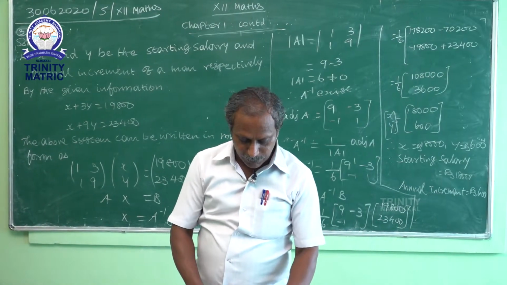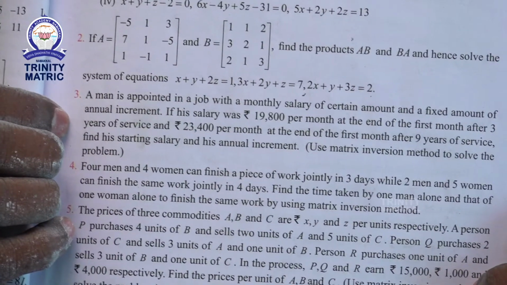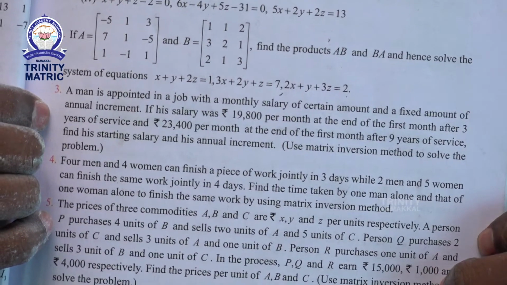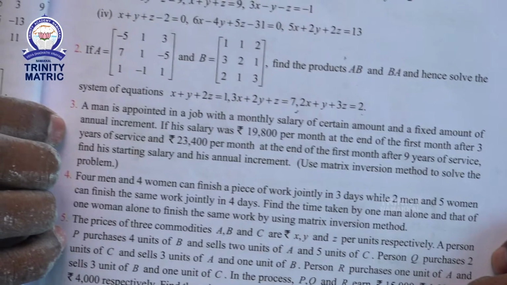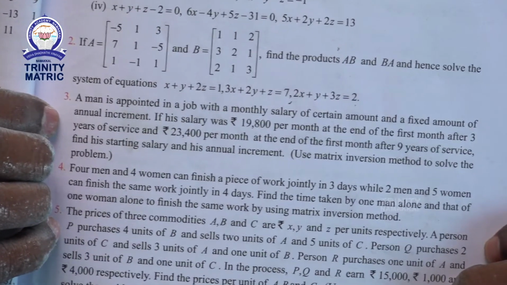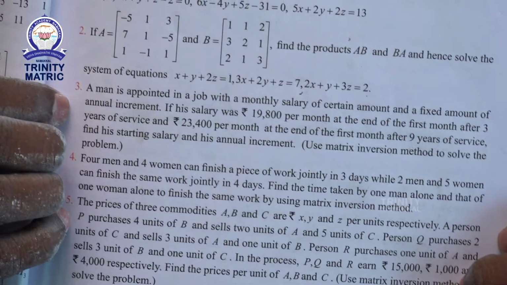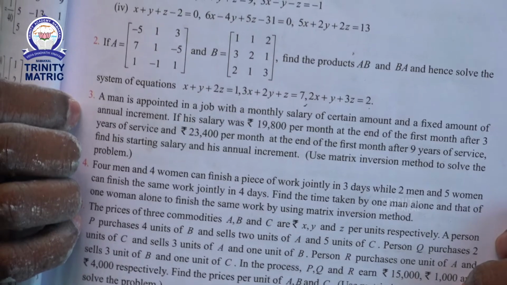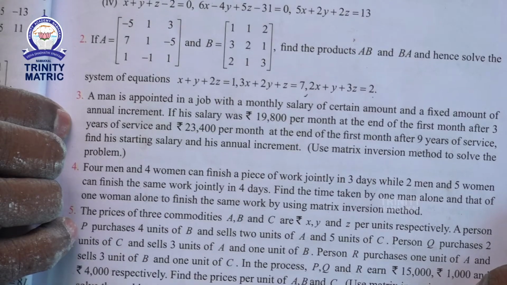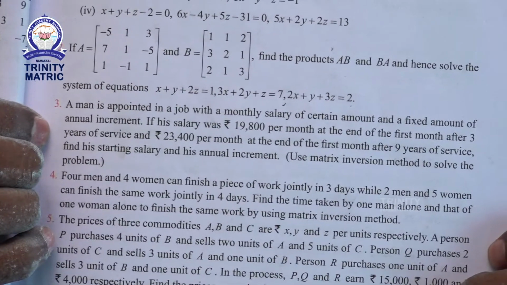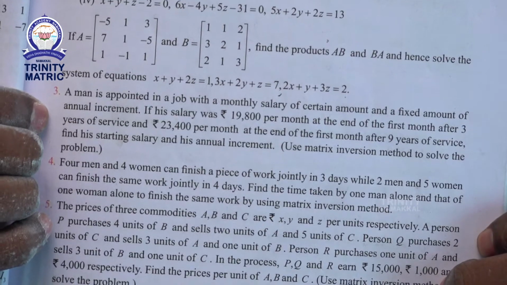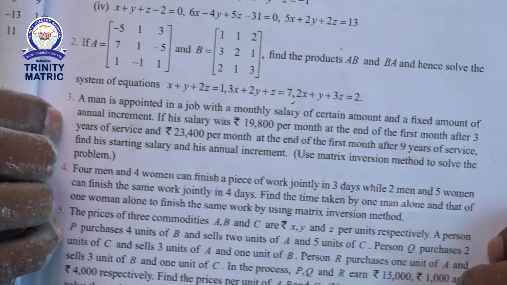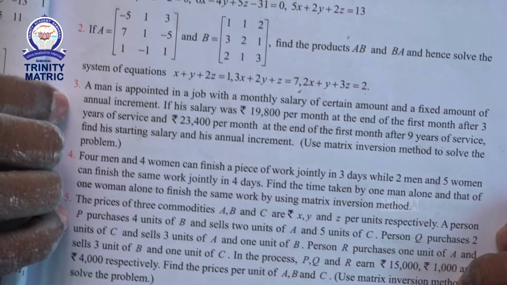Now the third sum is: a man is appointed in a job with a monthly salary of a certain amount and a fixed amount of annual increment. If his salary was rupees 19,800 per month at the end of the first month after 3 years of service and rupees 23,400 per month at the end of the first month after 9 years of service, find his starting salary and annual increment. Use the matrix inversion method to solve the problem.